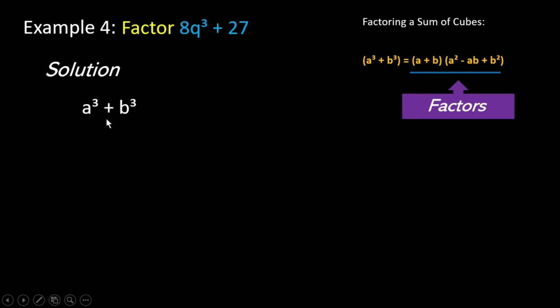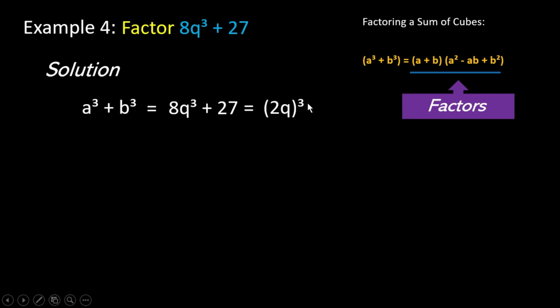So, a cube plus b cube, by representing, ito siya guys, dito. So, meron tayong 8q cube plus 27. So, i-convert natin itong 8q cube as a cube. So, paano natin gagawin? So, kukunin natin yung cube root ng 8 saka cube root ng q cube. So, ano ba yung cube root ng 8? Diba? 2. At saka yung cube root ng q cube is q.